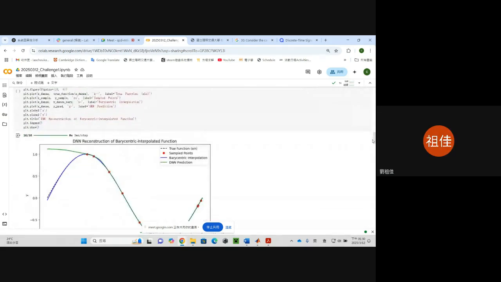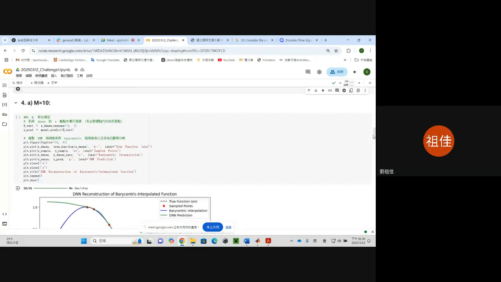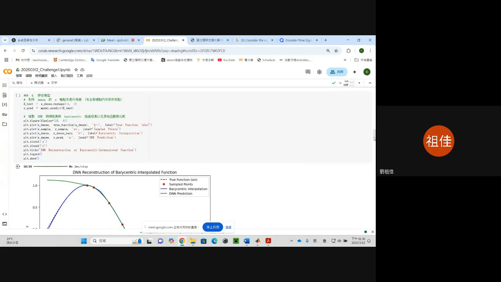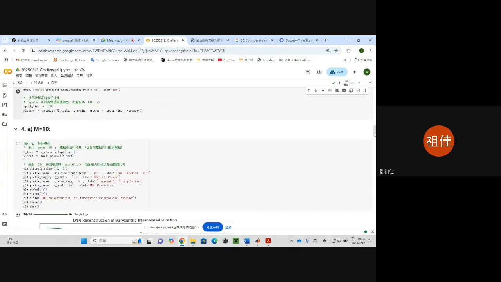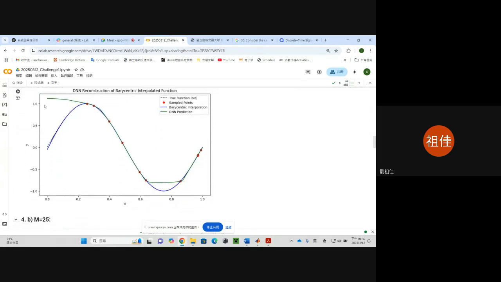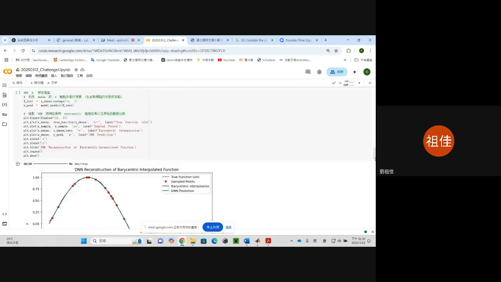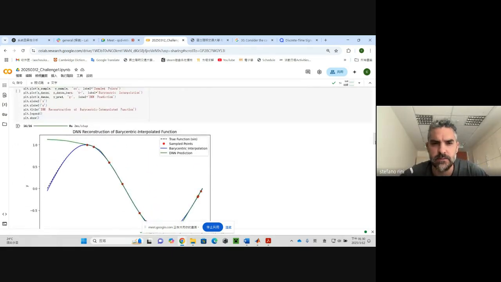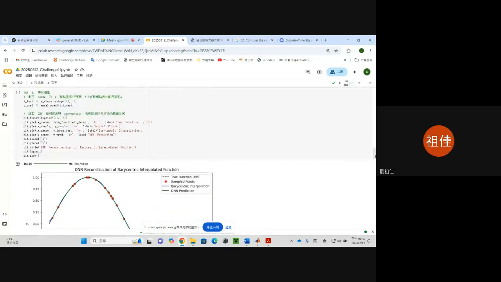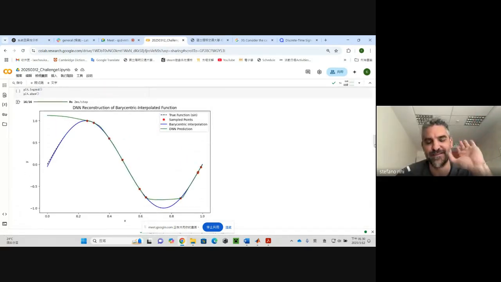So the observation right now is I try the number of sampling points. So here's M equals 10. So it looks like this. So the green line is the prediction of the neural network. Yeah. So just a second. Stay there a second. Don't rush. So can you stay on the figure? Stay on the figure. Good.